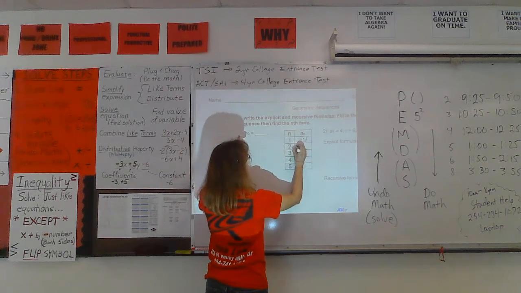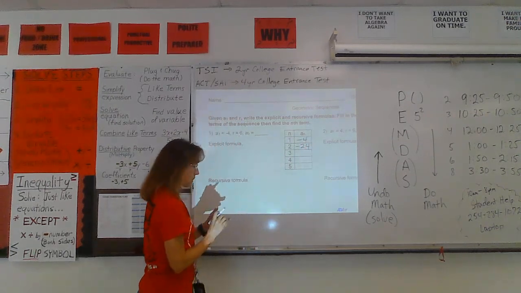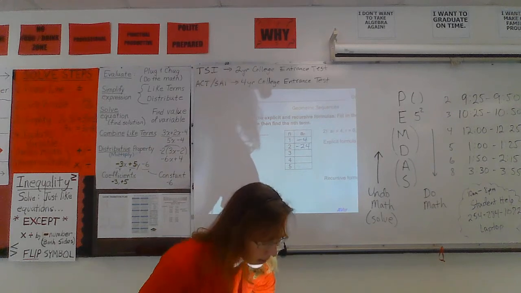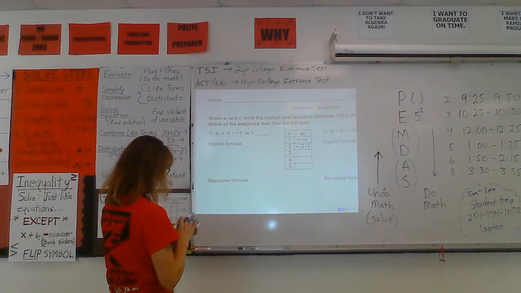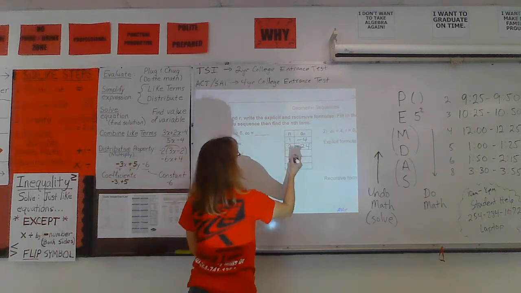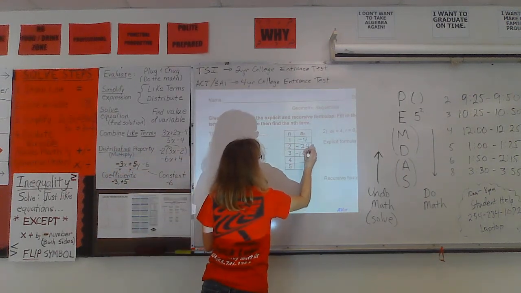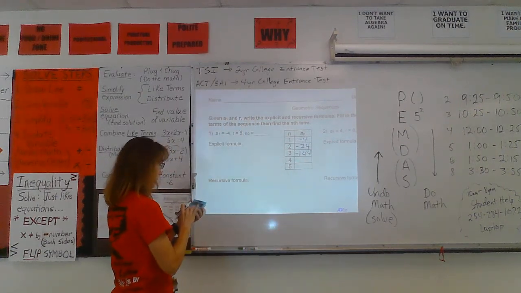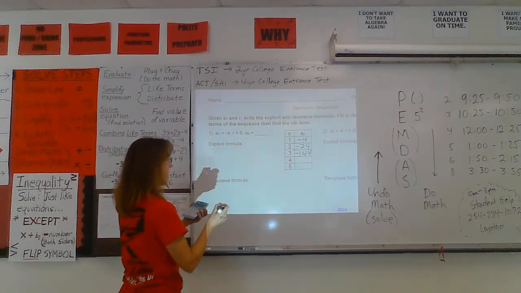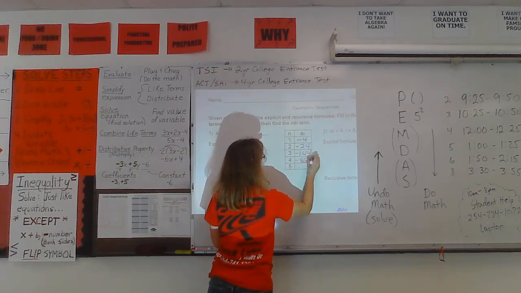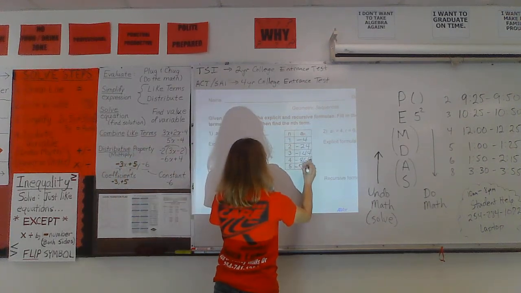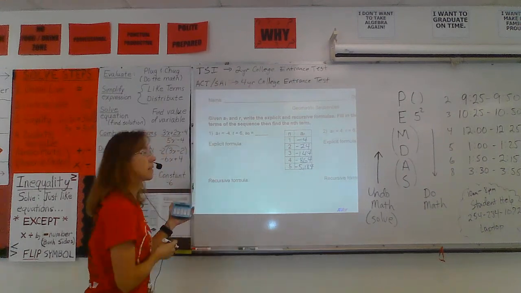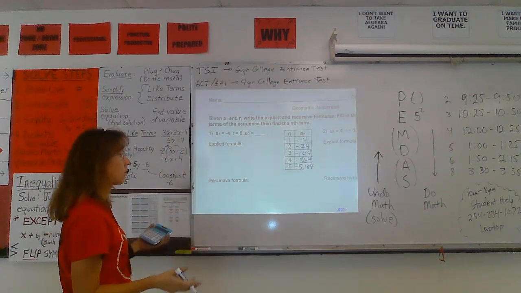So 6 times -4 is -24. And then 6 times -24, I know I should keep that calculator handy. That's -144. Then 6 times -144 is -864, and -864 times another 6 is -5,184. So you're just filling in that table.